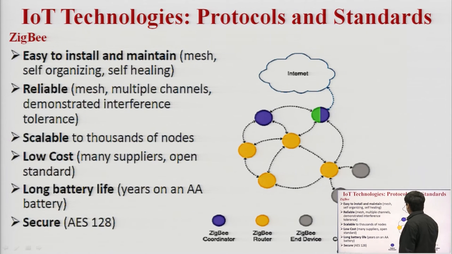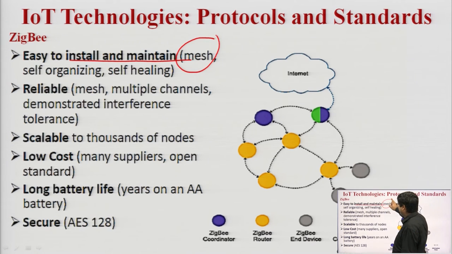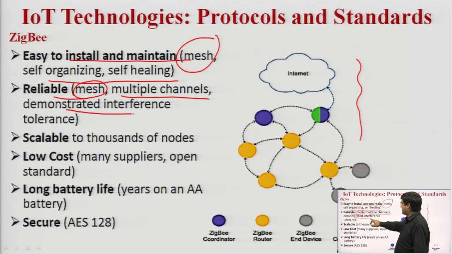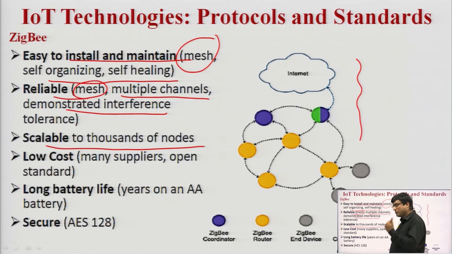What are the benefits of Zigbee? It is easy to install and maintain. It follows mesh networking. It is a self-organizing, self-healing network. The cost is very low. It is reliable because it is based on mesh networking. It has multiple channels and good interference tolerance. It is scalable to thousands of nodes. We can increase the range by deploying a large number of Zigbee devices to increase our transmission range.